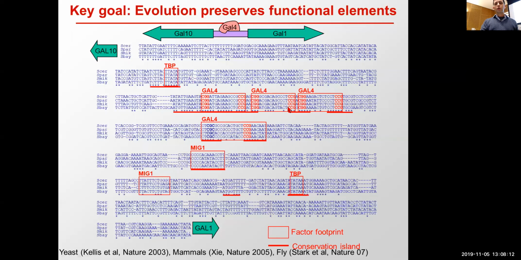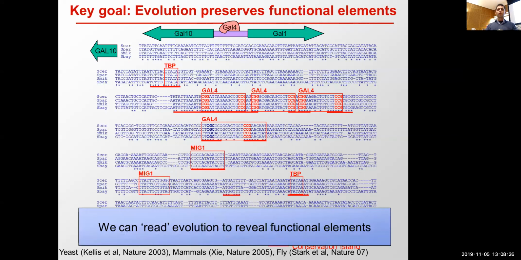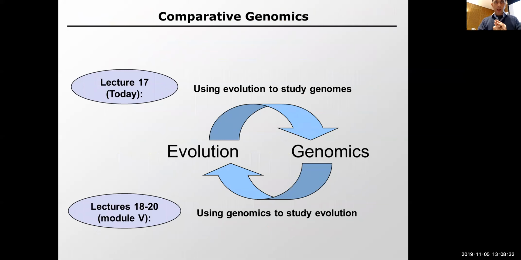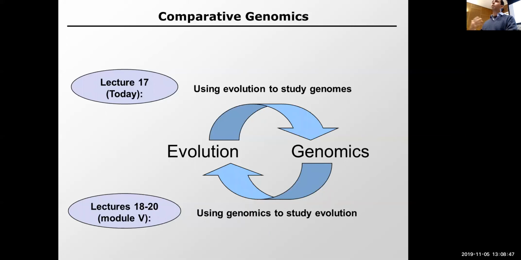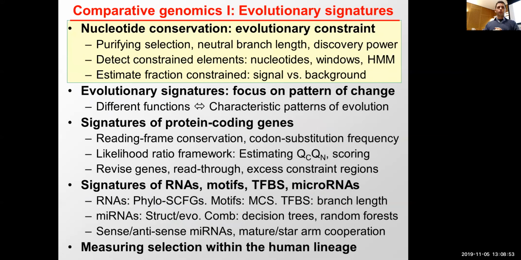And all of the previously known regulatory motifs in this region are shown here in boxes. And you can see that there's a very good capture of these elements by these underlined regions of perfect conservation. Everybody remember this picture? Great. So the whole concept here is that we can actually read evolution to reveal functional elements. And that's what we're going to be talking about today, how we can use evolution to study genomes. And then on Thursday, we're going to be doing the converse, basically using genomes to understand evolution. Okay, and it's a feedback. The better we get at understanding genomes, the better we can understand how evolution is acting on these genomes. And the better we understand evolution, the better we can understand the genomes themselves.